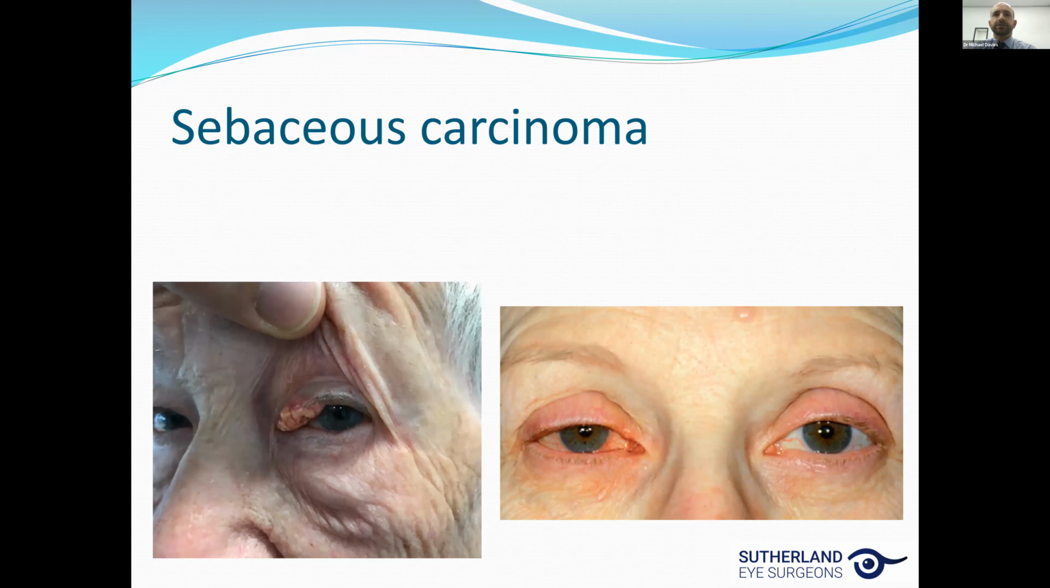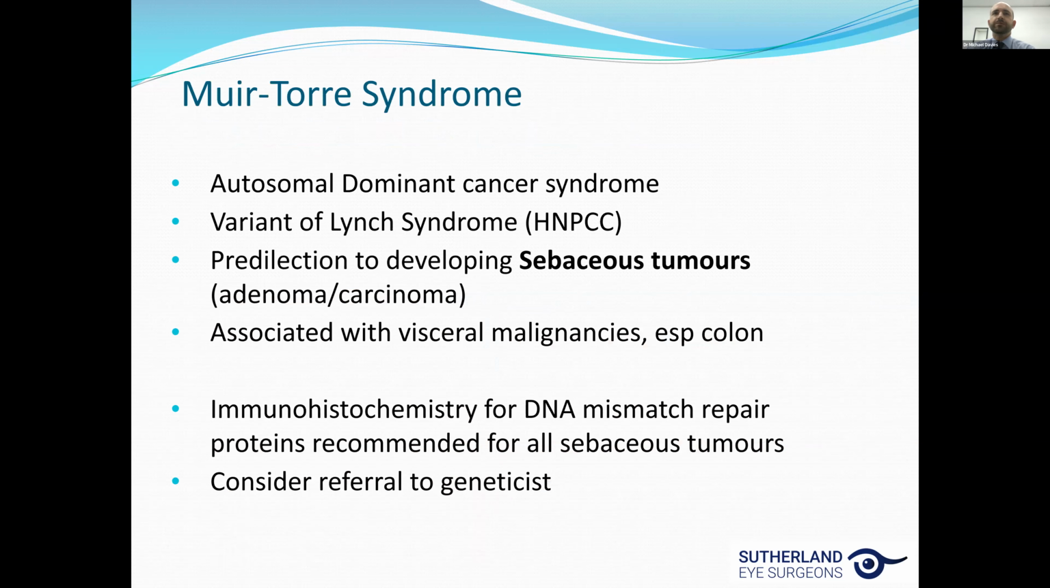So again, this on the left was a lady who had a large nodular sebaceous carcinoma, which was very obvious, whereas on the right, it took a little bit more time to work out exactly what was going on. The only clues really were just the chronic blepharoconjunctivitis and the lash loss, but both of these ended up being sebaceous carcinoma.